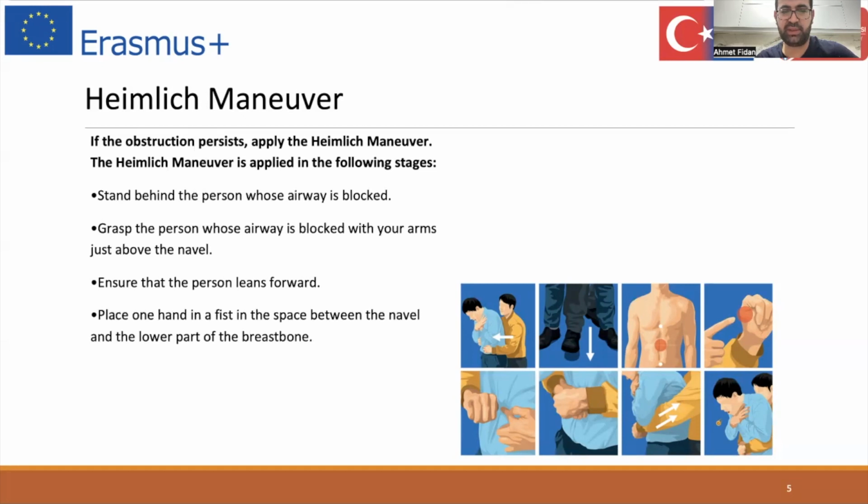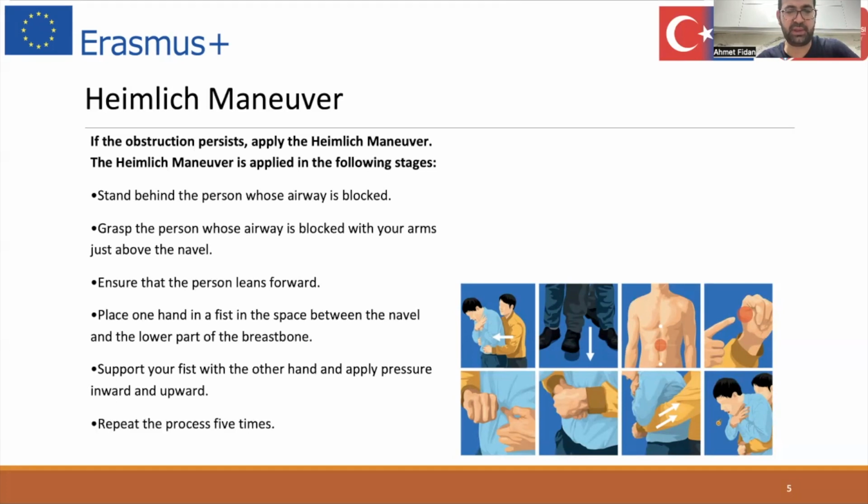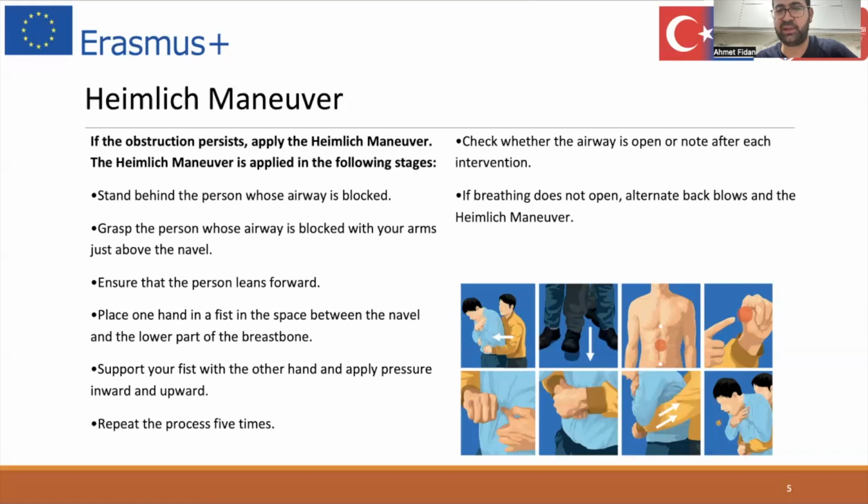Place one hand in a fist in the space between the navel and the lower part of the breastbone. Support your fist with the other hand and apply pressure inward and upward. Repeat the process 5 times. Check whether the airway is open or not after each intervention. If breathing does not open, alternate back blows and the Heimlich maneuver. If the airway still doesn't open, provide emergency medical support.